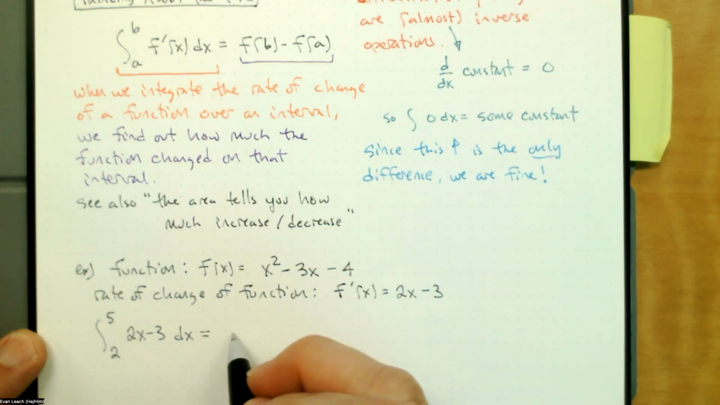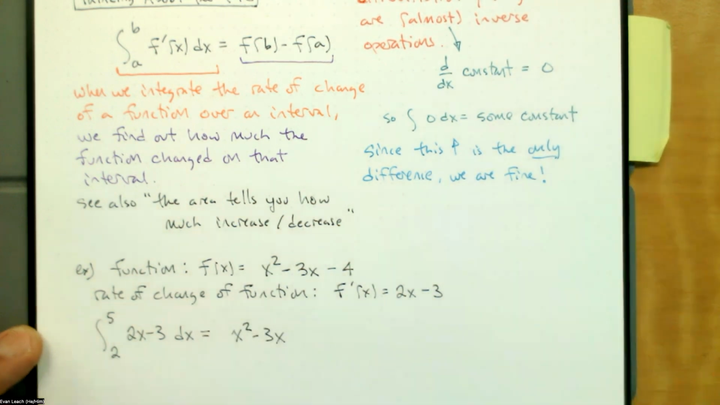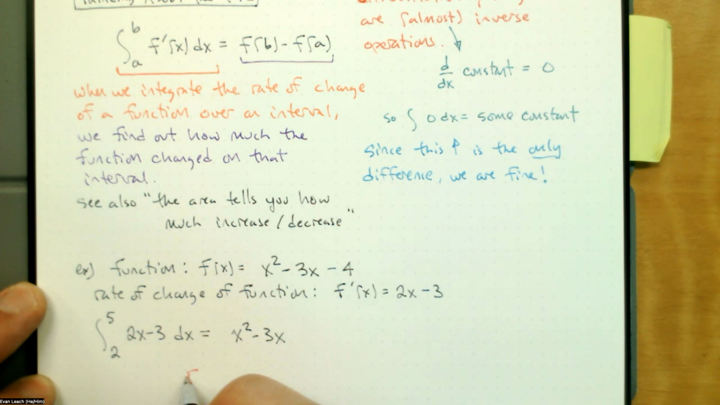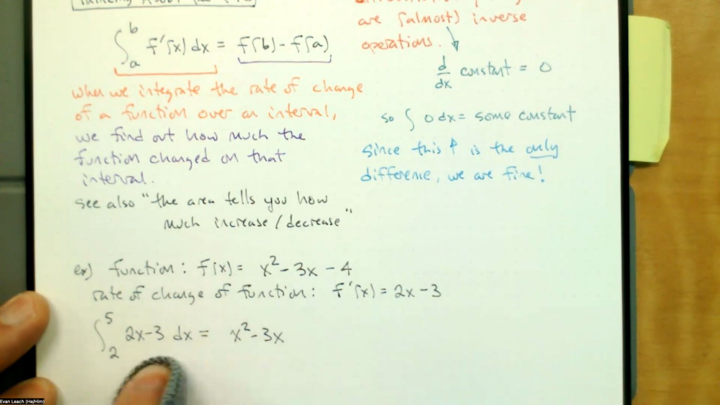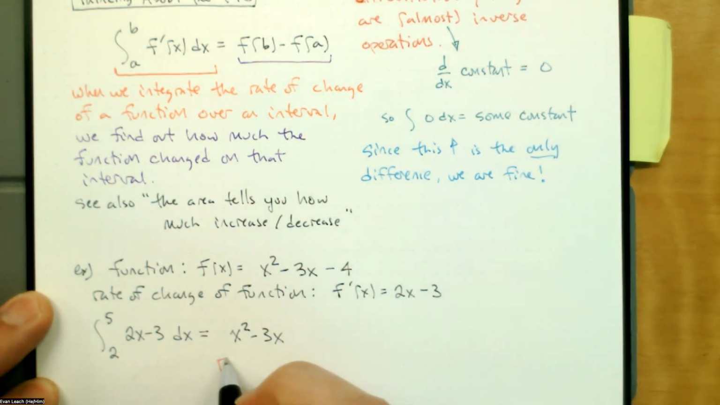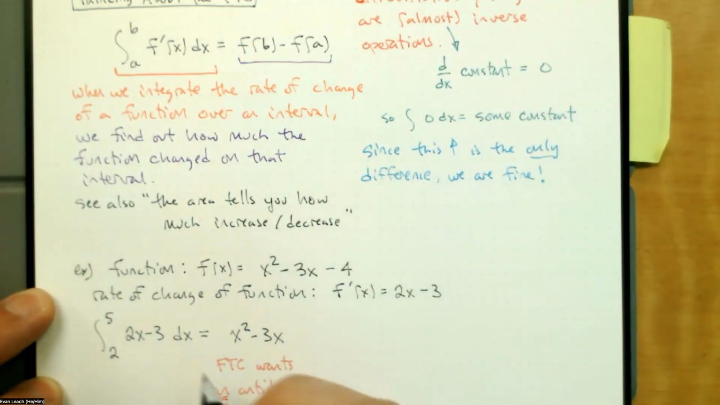We find an antiderivative. It's going to be x squared minus 3x. We don't know what the constant was because we took a derivative. Derivative constant is zero, but the fundamental theorem says an antiderivative. So important to remember, we just need an antiderivative. The fundamental theorem of calculus just wants an antiderivative and will evaluate from 2 to 5.